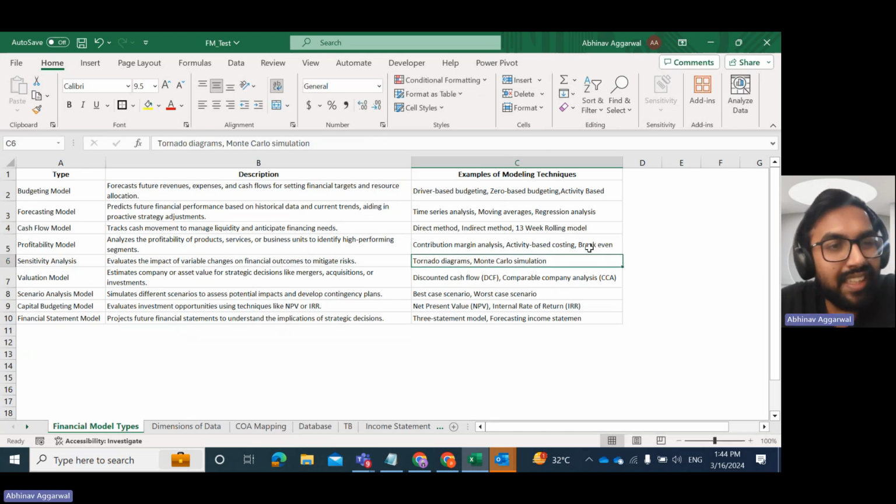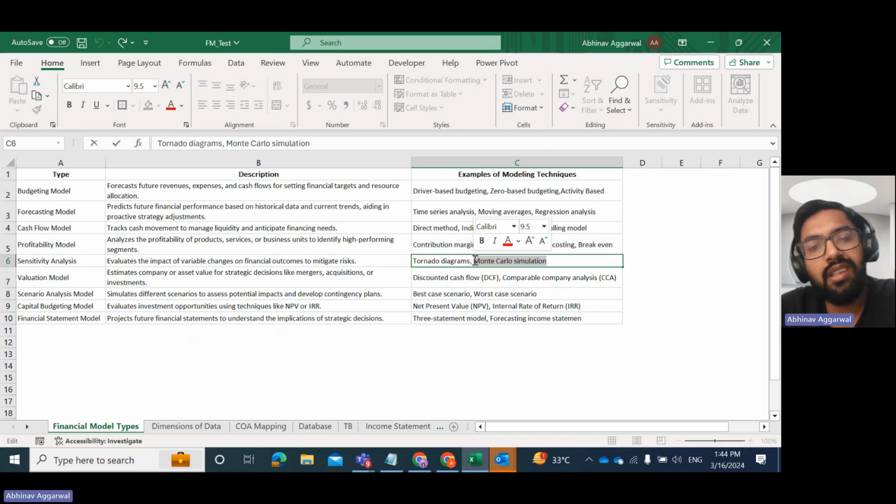Sensitivity analysis is very common today in this dynamic world. Basically, it is used to evaluate the impact of changes on the financial outcomes. You want to check how the different drivers in your business impact the overall financial outcomes, and it is very important to do that for managing risk. A very commonly used technique is Monte Carlo simulation along with tornado diagrams.